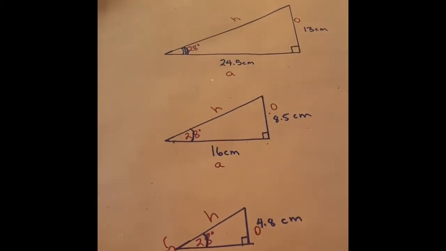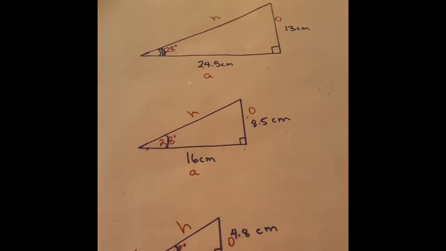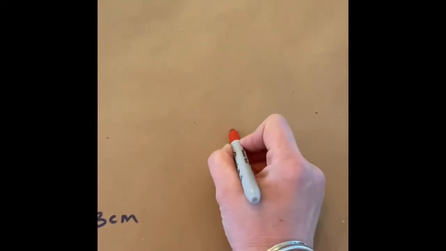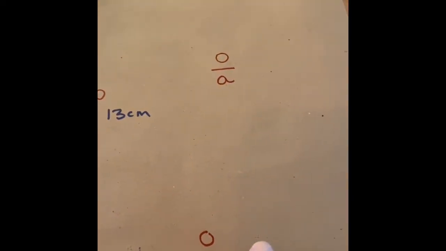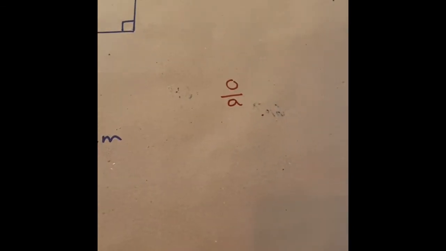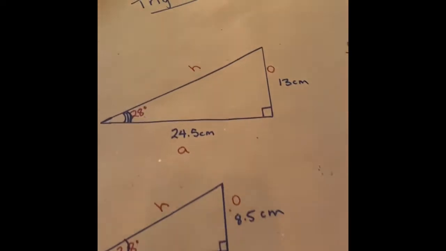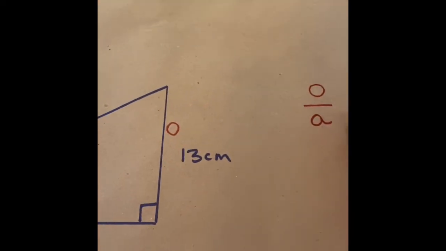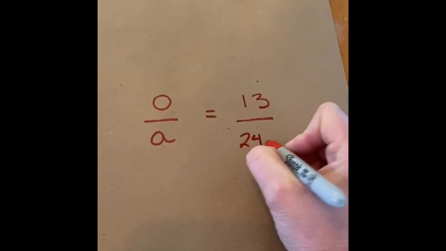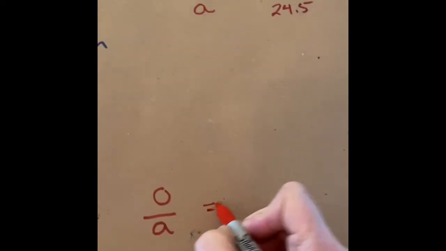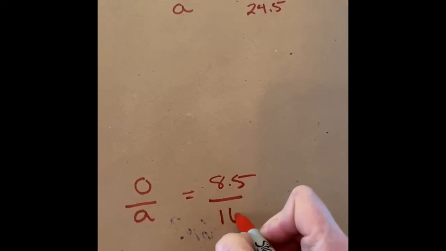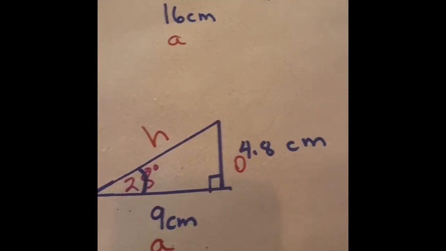So what I want to do is make 3 fractions. For each of these triangles, I want to make the fraction O divided by A. Opposite divided by adjacent. Now let's look at the biggest triangle. Our opposite side is 13 and our adjacent is 24.5. For our middle triangle, our opposite is 8.5, our adjacent is 16. For our smallest triangle, our opposite is 4.8, and our adjacent is 9.